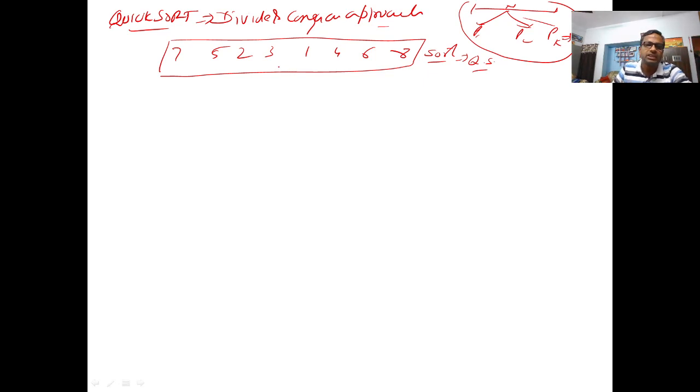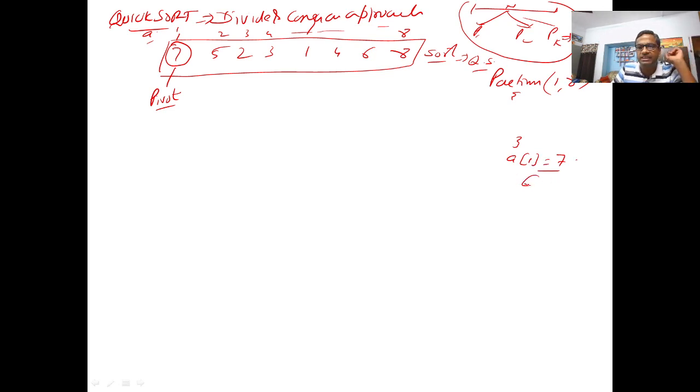Quicksort functions by making the initial call to our partition algorithm with arguments 1 and 8. This means it has index 1, 2, 3, 4, and so on, so it is the 8th index of the array A. So an initial call to your partition algorithm is made. The partition algorithm will consider this as the pivot element and try to find the exact location of element A of 1, which is equal to 7. It will try to fix the 7 at its exact position, and that position j will also be returned. This is the function of your partition.